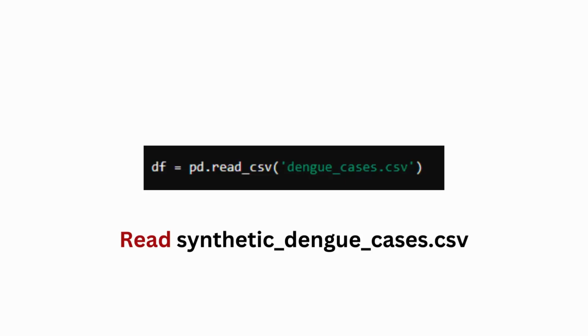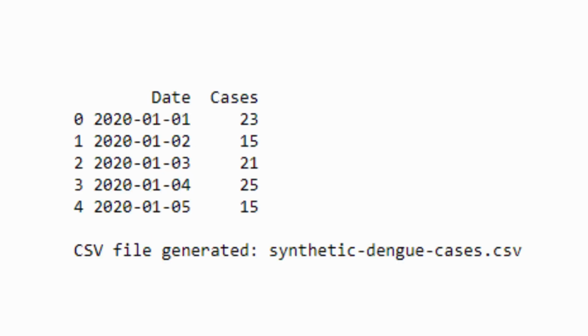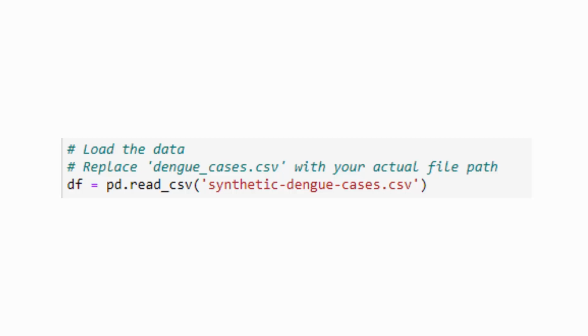Next, we load our data from a CSV file named synthetic_dengue_cases.csv. This file should contain at least 2 columns, one for dates and one for the number of dengue cases. We use pd.read_csv to read the data into a pandas data frame, which makes it easy to manipulate and analyze.